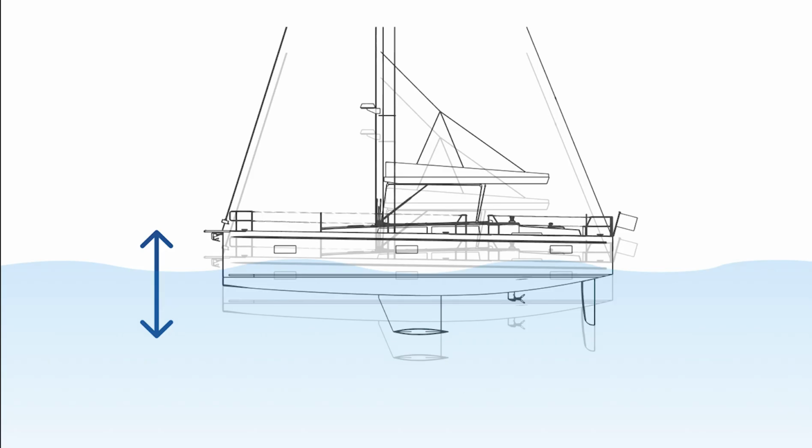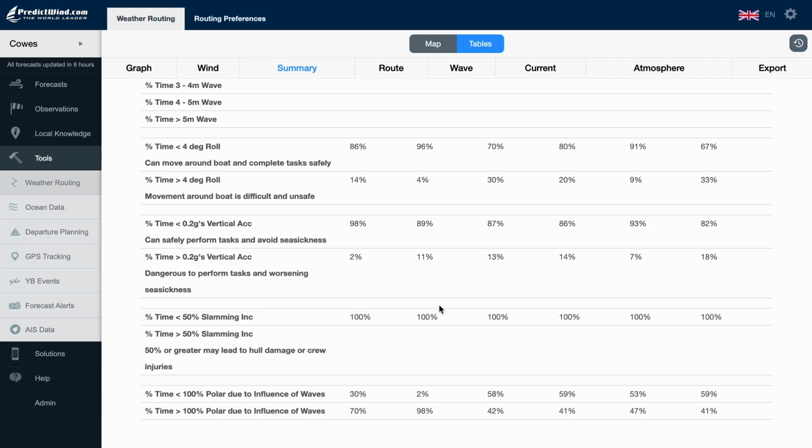Vertical acceleration is the root mean square vertical acceleration in G-force. Vertical acceleration is a good indicator of the potential for the crew to get seasick. The algorithm takes into account the wind wave, primary, secondary, and tertiary swells to calculate the overall vertical acceleration for the boat. The higher the acceleration, the more likely the crew will get seasick. A vertical acceleration limit of 0.2G is often used for safely performing tasks and avoiding seasickness.